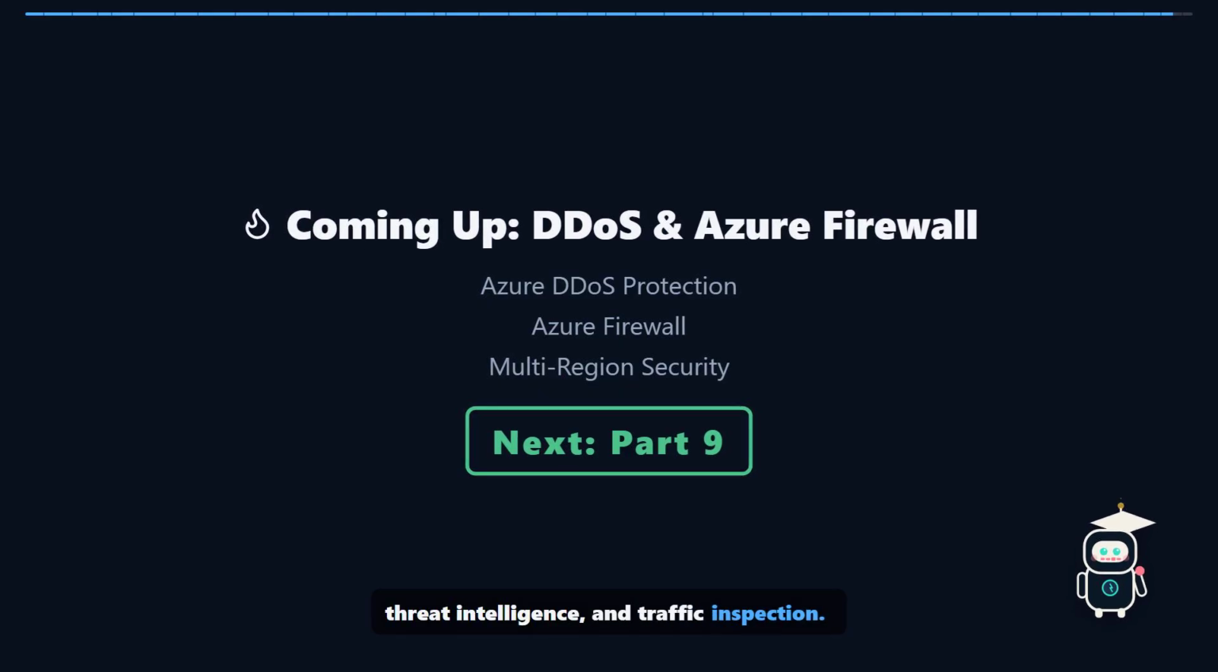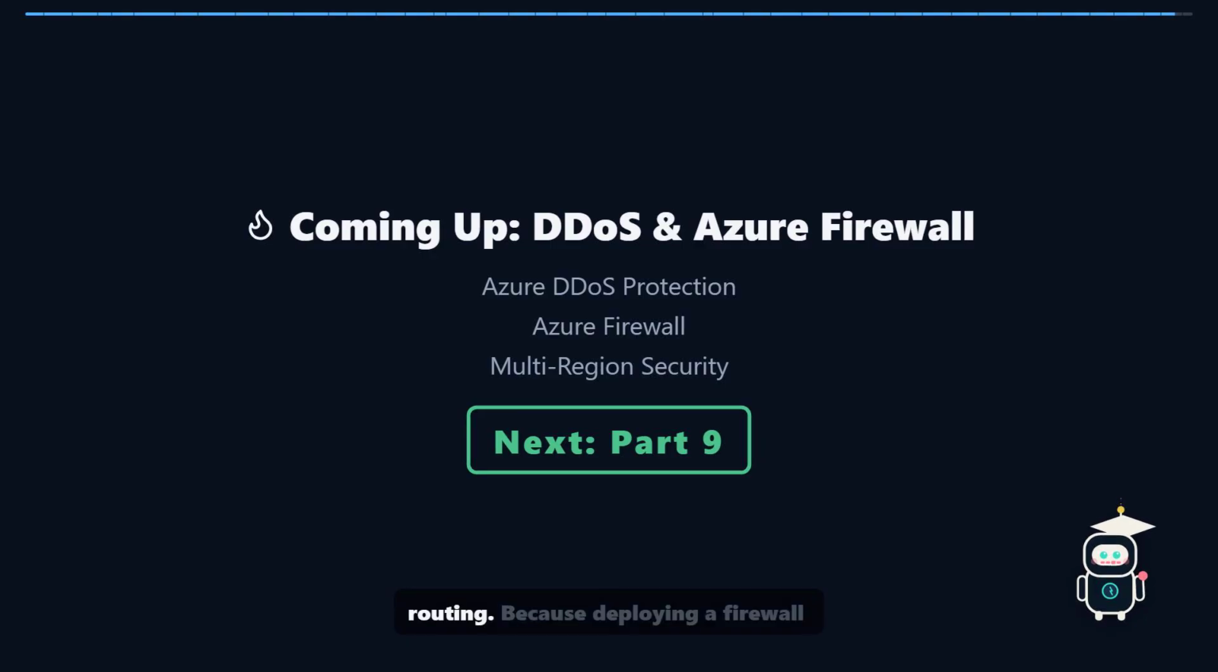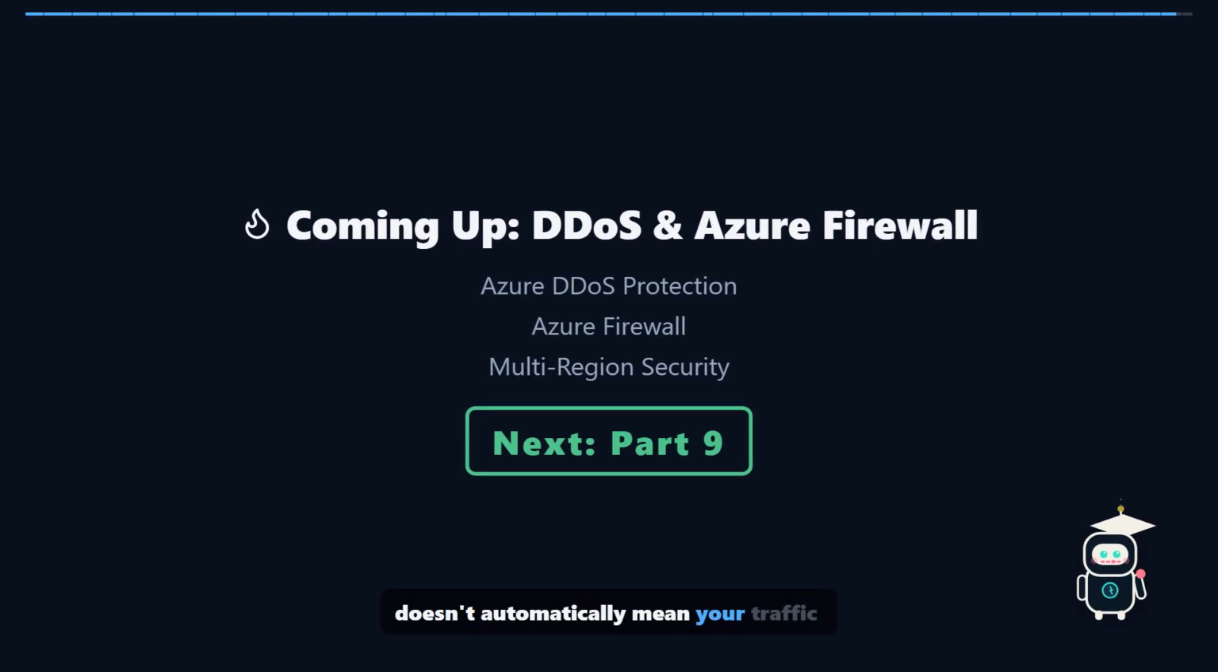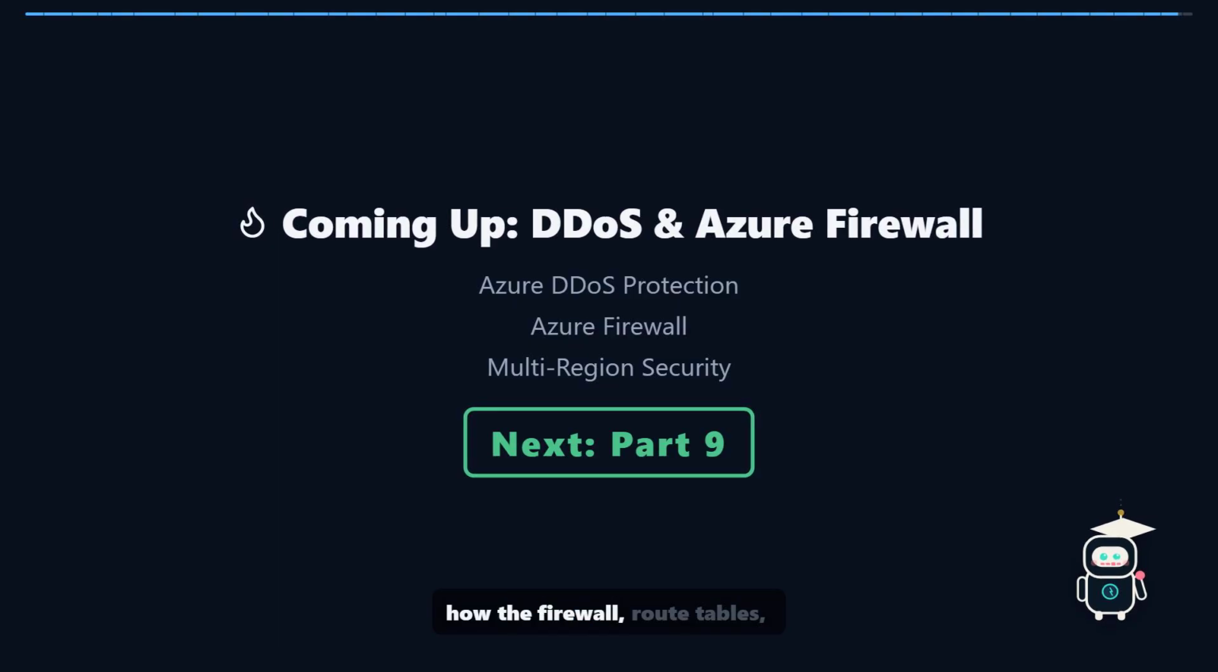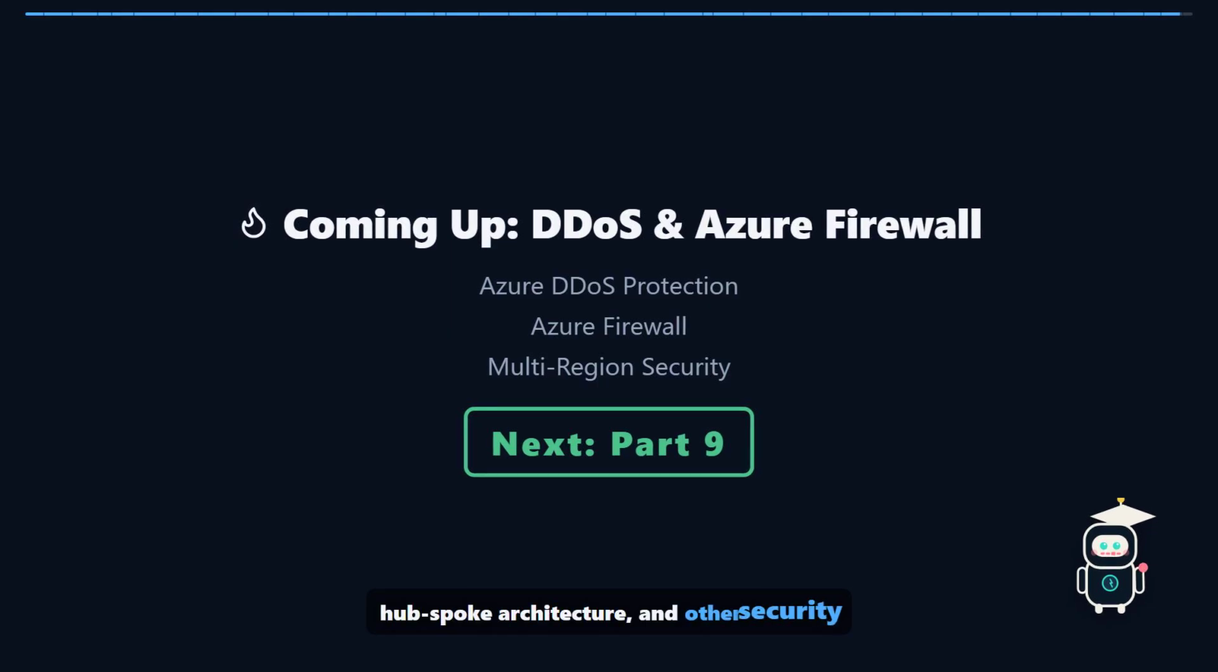and traffic inspection. Most importantly, we'll talk about routing. Because deploying a firewall doesn't automatically mean your traffic passes through it. You'll learn how the firewall, route tables, hub-spoke architecture, and other security controls work together.